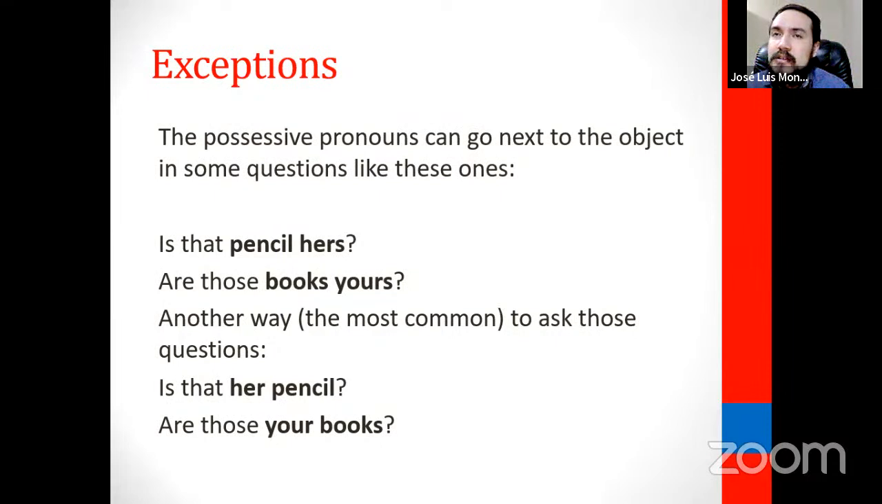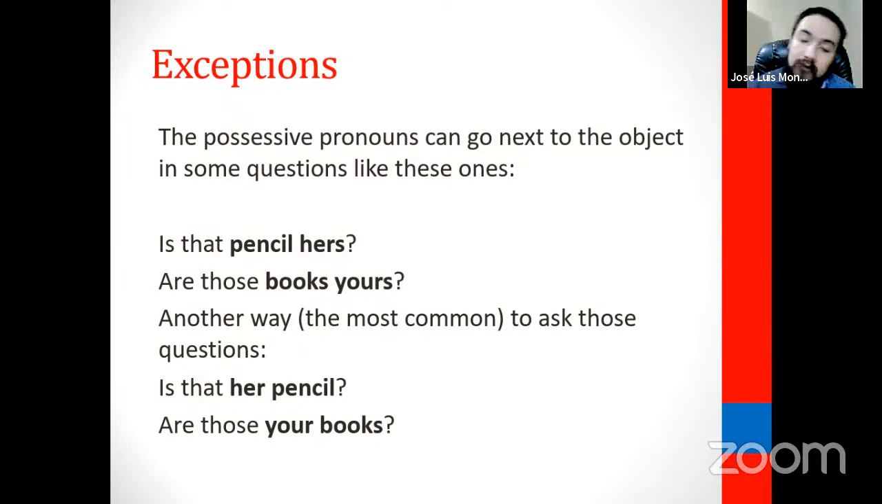Exceptions. Here you're mentioning the object just before the pronoun, because this is a very interesting way of saying this. Is that pencil hers? Right? But we don't say, "is that hers pencil?" No. Is that pencil hers? Wanting to verify that it's the possession of that. We can say, is that her pencil? It works, right? Is that her pencil? Is that pencil hers? Both ideas are correct. Are those books yours, or are those your books? That's also correct. Okay, that you can see in the two ways that you got over there.